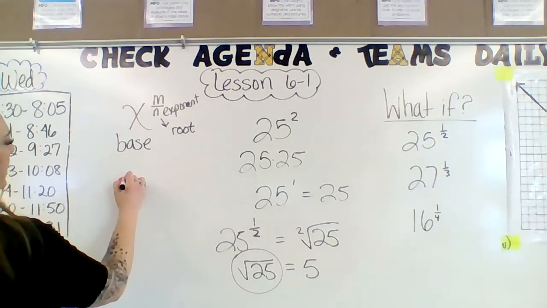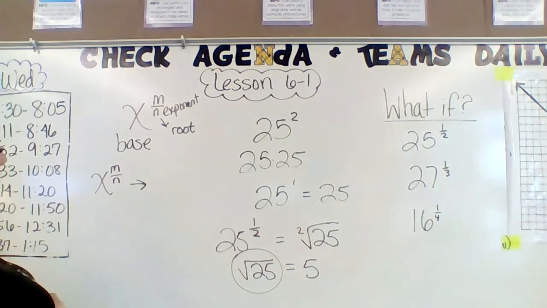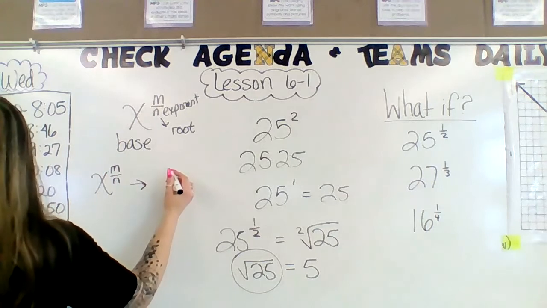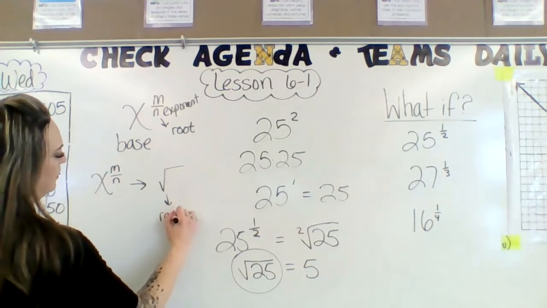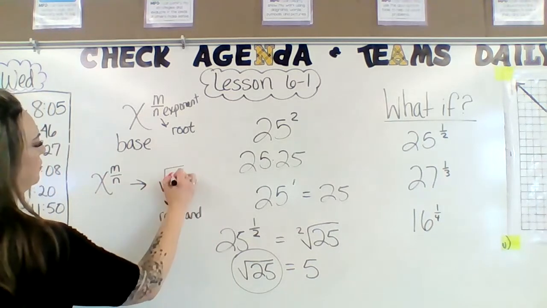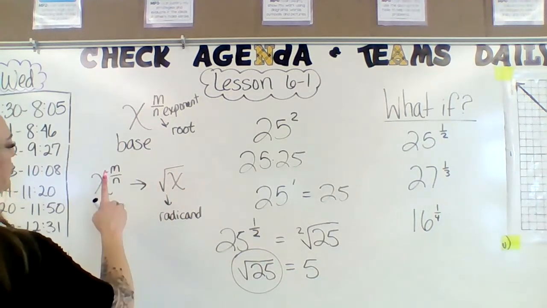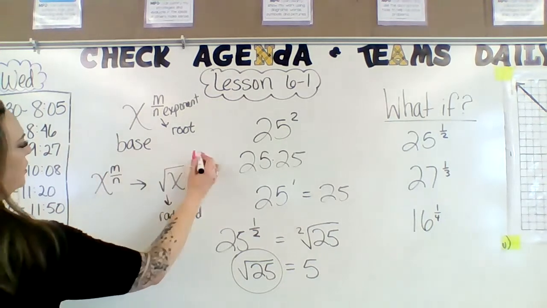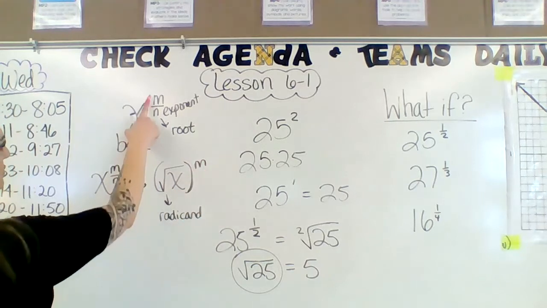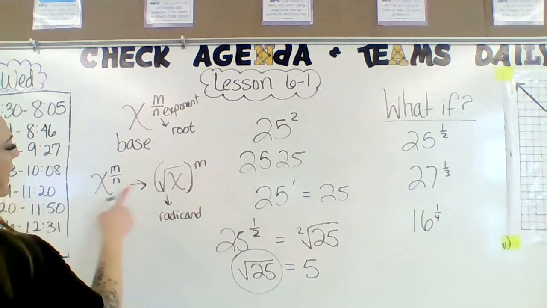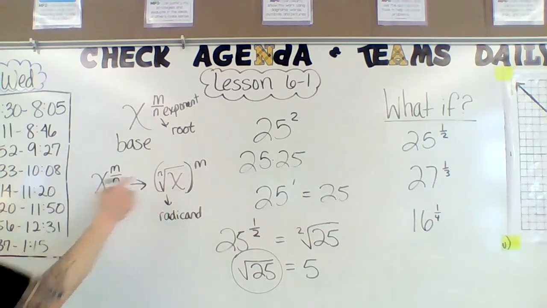In the case that you have this, you're going to rewrite it as this, which is called a radicand. You will rewrite it with your base number in the radicand, your m value in parentheses will be the exponent, the top exponent outside of the parentheses, and your n value is the root that you are finding of your base.